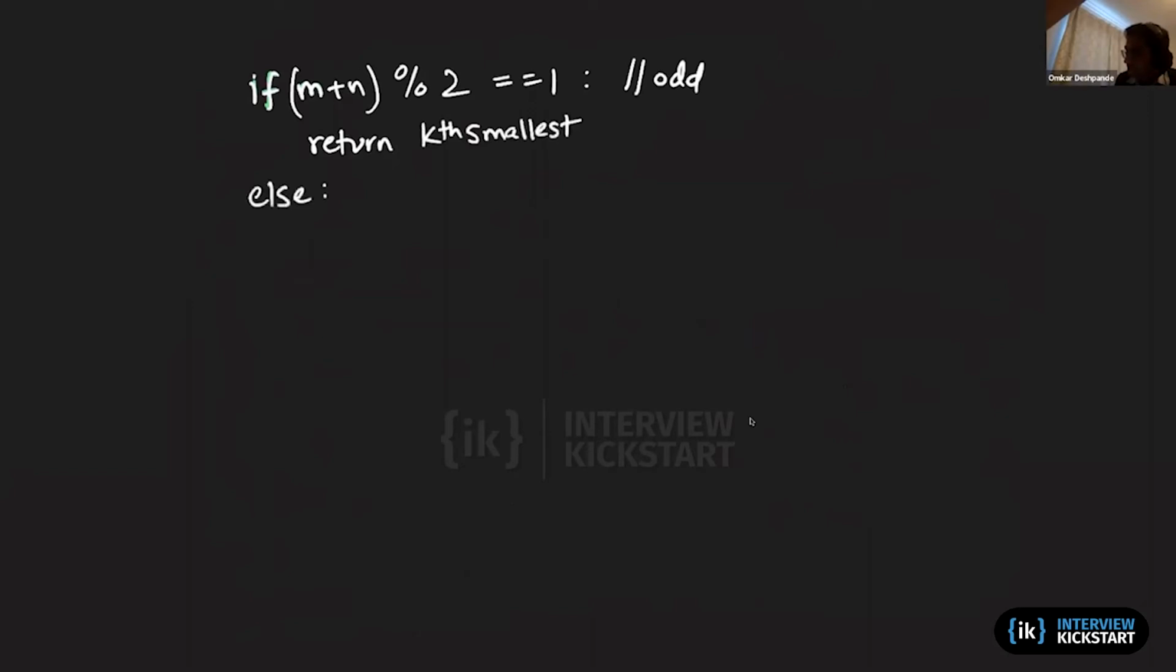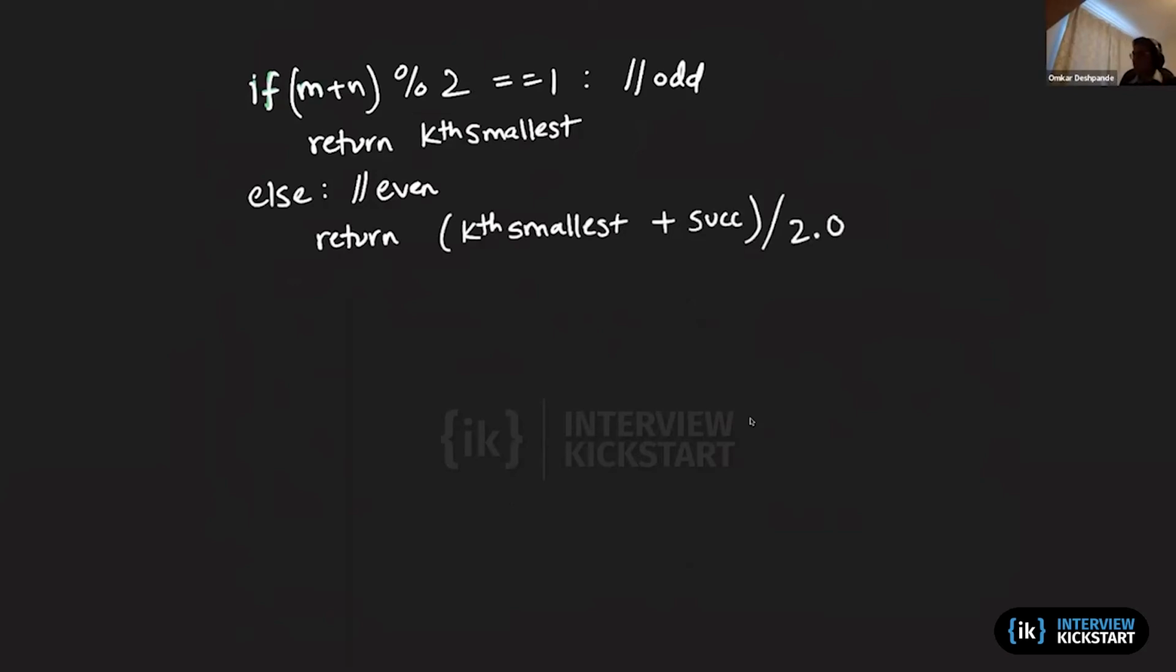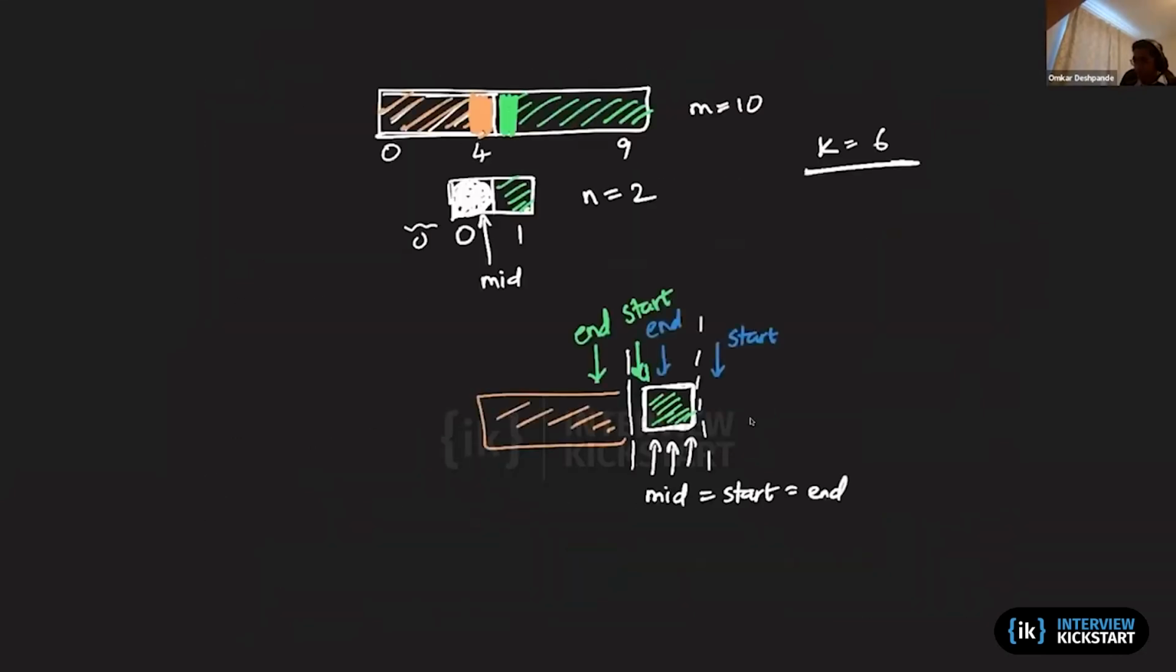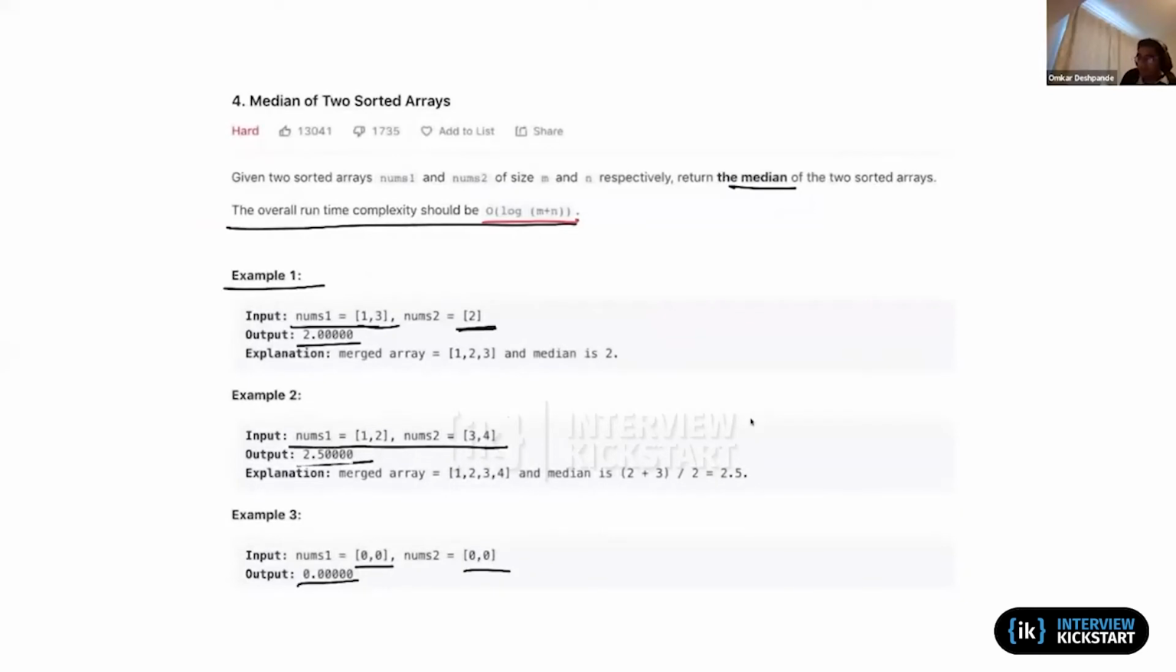Otherwise, if m plus n is even, then we will return the average of the two values, the kth smallest value and the successor. Just making sure the average could be a decimal number. It need not be a whole number, as you saw here. 2.5 would be the output.